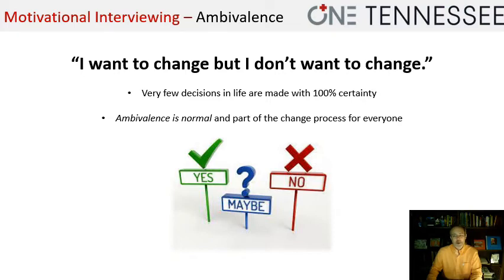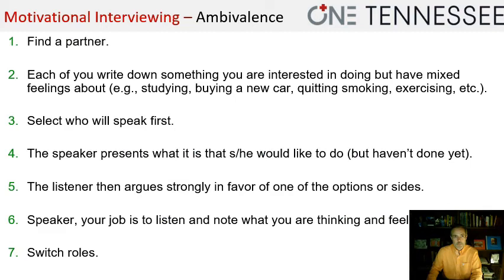So you can practice this. This is something that we do in a lot of the live presentations. So I'll run through this, and this is just a way that you can practice if you would like to on your own. So you'll need a partner. Each of you will write down something you are interested in doing, but have mixed feelings about. So that could be studying, buying a new car or house, quitting smoking, exercising, anything like that. Select who will speak first, and then the speaker presents what it is that she or he would like to do but haven't done yet. The second person or the listener then argues strongly in favor of one of the options or sides. The speaker, it's your job to listen and note what you are thinking and feeling, and then you'll switch roles.